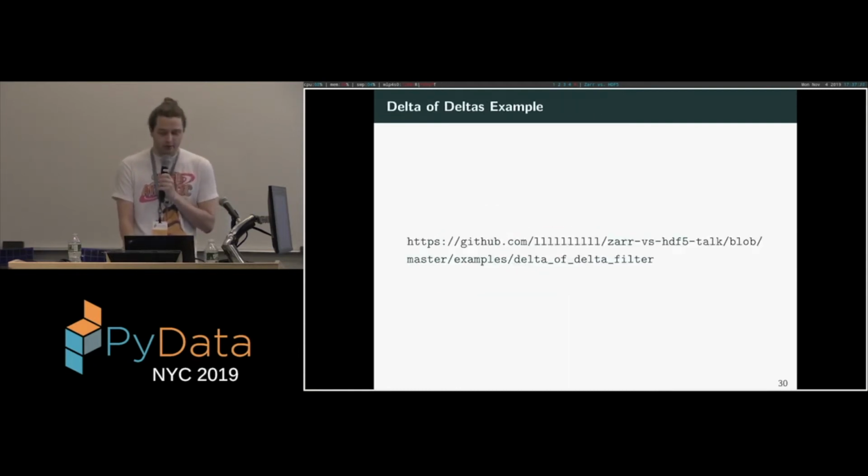So I don't have time to go through this whole example, but to make sure I understood all this correctly while writing this talk, I wrote a delta of delta filter, which instead of storing the deltas, it stores the delta of deltas, which is actually very good for things where you have a regularly spaced sample, and the variation between the spacing is small. So this will show how to do it in both HDF5 and Zarr, so you can compare them yourself.